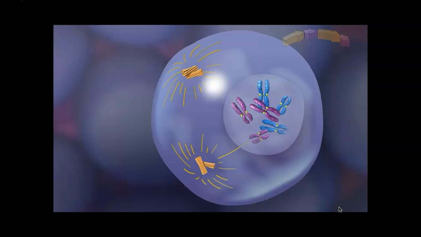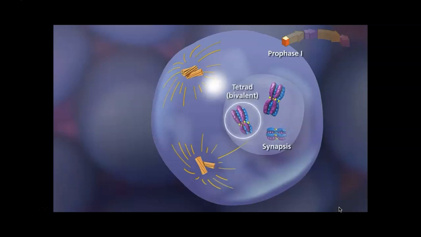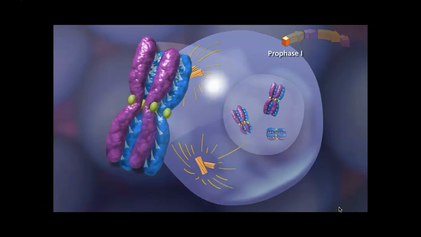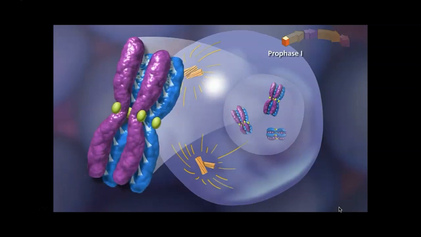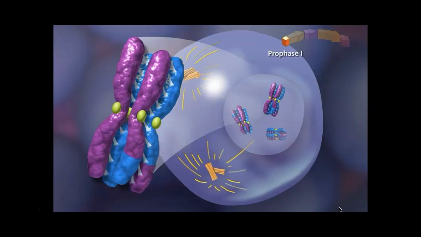The first event occurs during Prophase I, when homologous pairs of sister chromatids lie side by side in a process called synapsis, forming a tetrad or bivalent. The homologous chromosomes share similar, but not necessarily identical genes. Once this structure is formed, the second event, called crossing over, can occur. During crossing over, a physical exchange between chromosome segments of non-sister chromatids occurs, increasing genetic diversity.